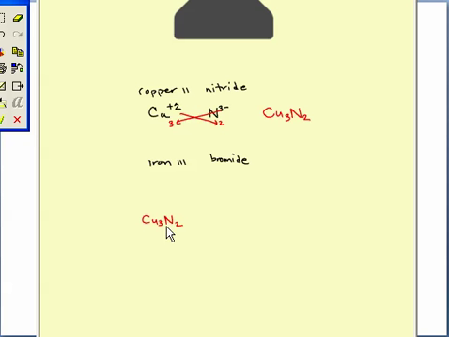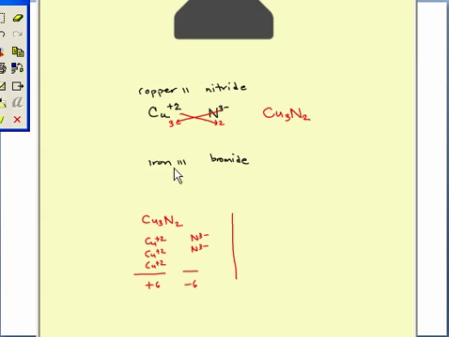Now over here I'm going to double check to make sure my charges cancel out. If I have 3 coppers, that's +2, +2, +2. That's a total of +6. If I have 2 nitrides, then I have a total of -6, and these equal 0. They cancel out.